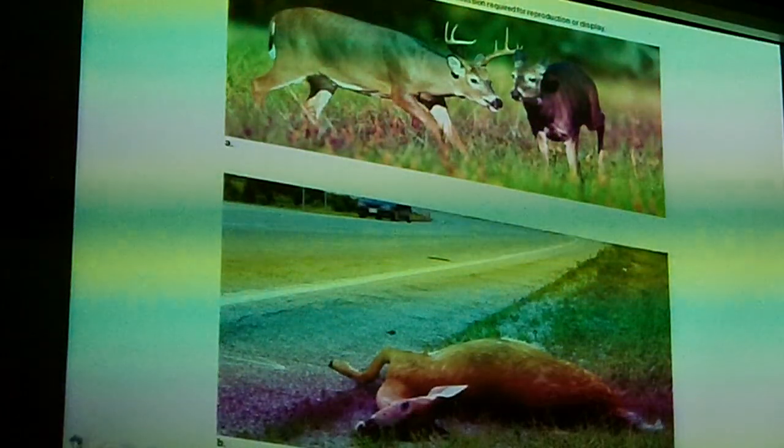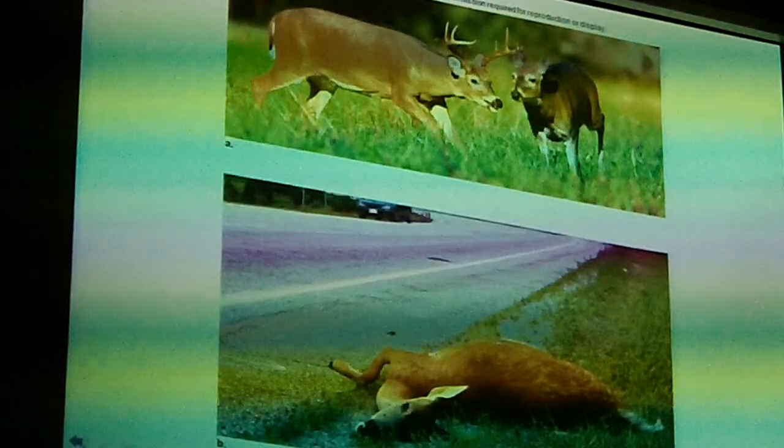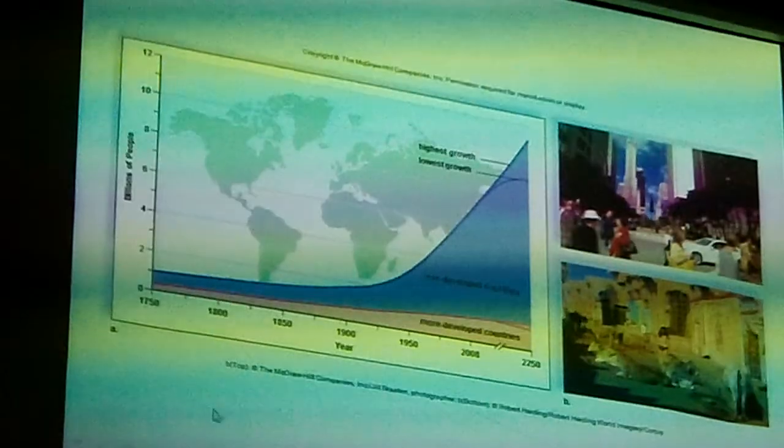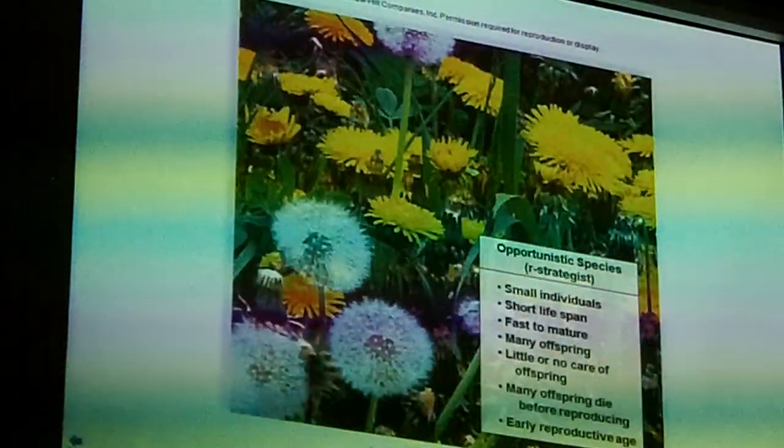Wow, dead animals. It's an aggressive looking deer. That's awesome. Yeah, that one's not. But that. Okay.